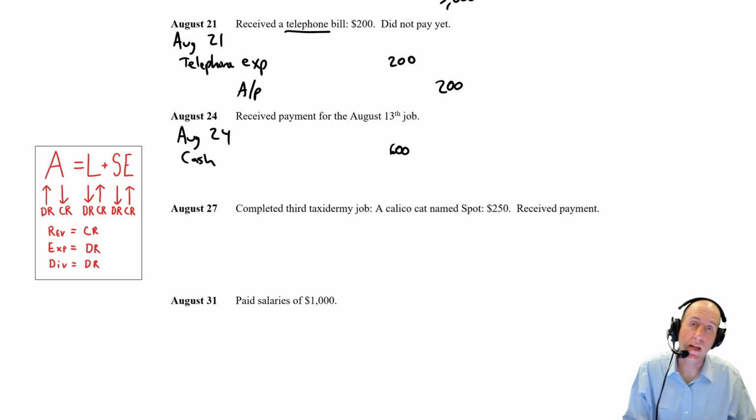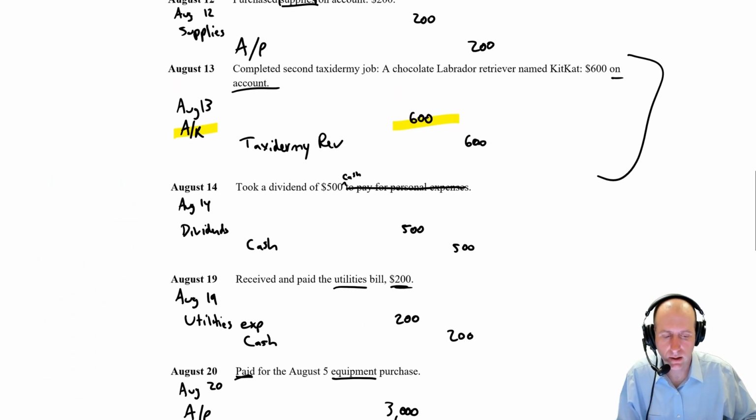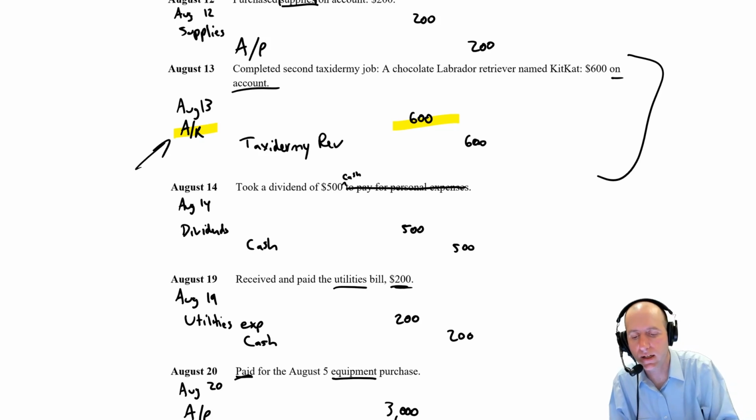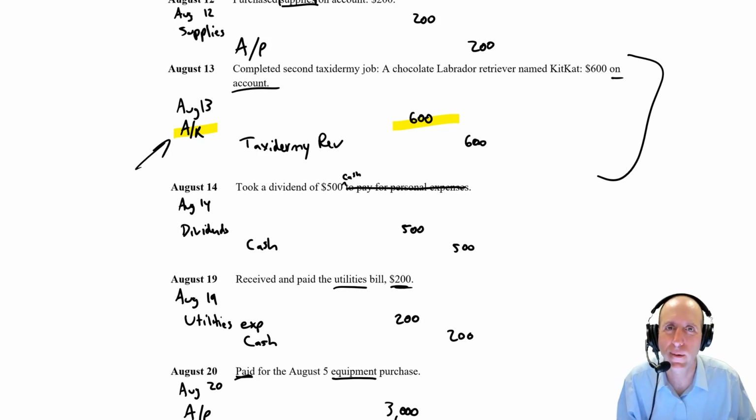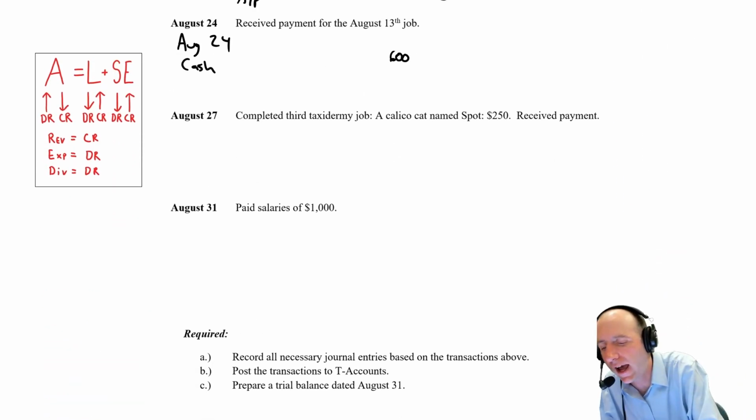A common mistake here is to credit taxidermy revenue because they're paying us related to taxidermy work. No, we've already recorded the taxidermy revenue up here. What we've got to say is this account receivable, it's no longer receivable, right? We've got the money now. We don't have to collect from this client any longer, so we don't need to track them as a receivable, as an amount owed to us. So we get rid of that asset. We reduce the accounts receivable, which of course is an asset.